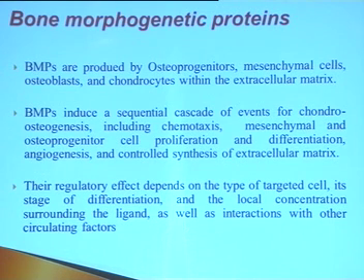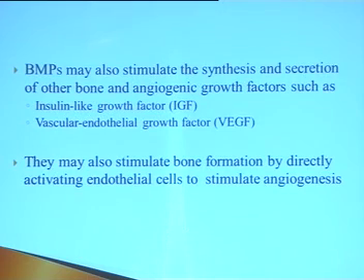BMPs, we all know much about it since Master Jurist had advocated them. They are produced by osteoprogenitors, mesenchymal cells, osteoblasts, chondrocytes, and they induce a sequential cascade of events of chondro-osteogenesis, including chemotaxis, mesenchymal progenitor cell proliferation, and differentiation. Their regulatory effect depends on the type of targeted cells, differentiation of the cells, and local concentration. They also stimulate the synthesis and secretion of other factors like IGF and VEGF. And they stimulate the bone formation by angiogenesis also.